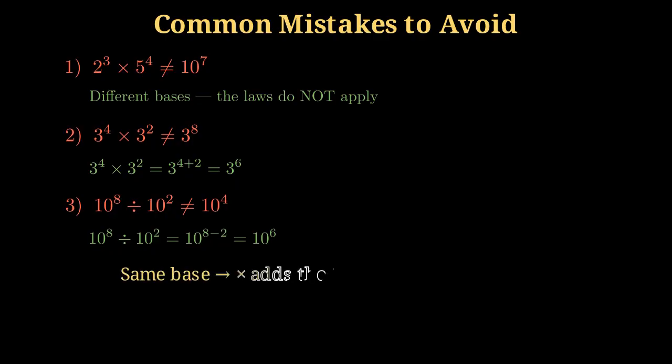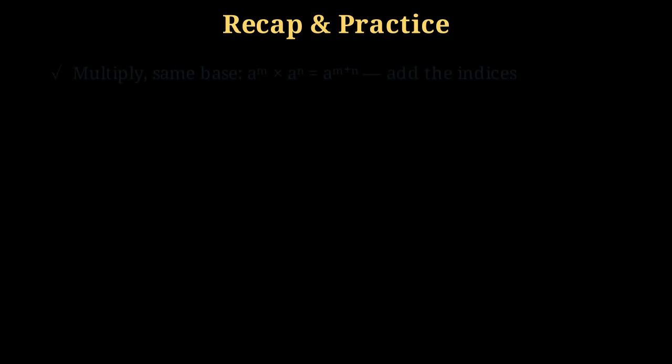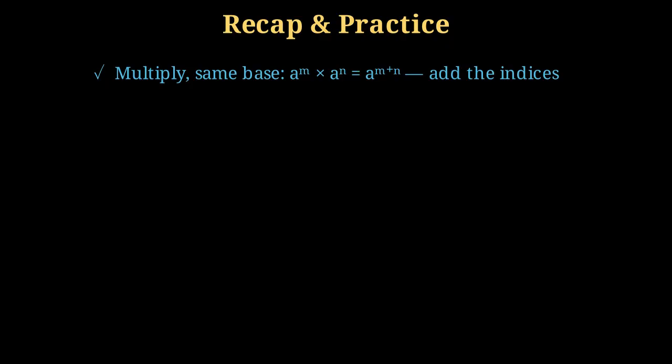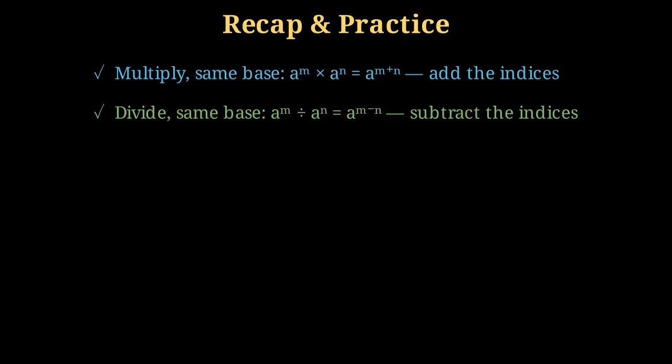One line to remember it all. Same base, multiplication adds the indices, division subtracts them. The base itself never changes. Let's close the loop on everything you set out to learn today. When multiplying powers of the same base, add the indices and maintain the base. A to the m times a to the n is a to the m plus n. When dividing powers of the same base, subtract the indices and maintain the base. A to the m divided by a to the n is a to the m minus n.